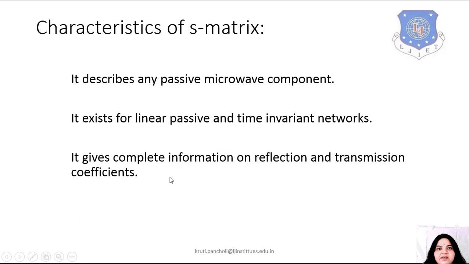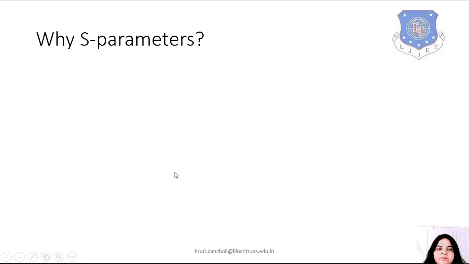Characteristics of the S matrix. It describes any passive microwave component. It exists for linear, passive and time-invariant networks. It gives complete information on the reflection and transmission coefficients.